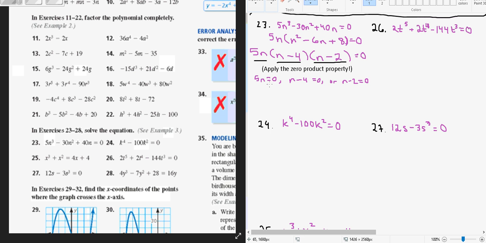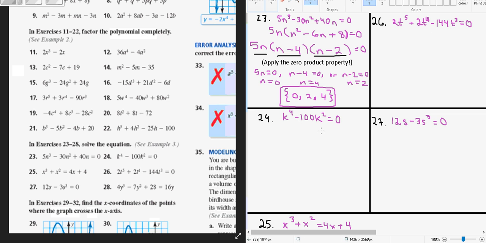So divide by 5, we get n equals 0. Add 4, you get n equals 4. And for the last one, add 2, you get n equals 2. So to write my solutions, I'm going to put them in a set. I've got 0, 2, or 4, and they should go in numerical order. 0, 2, 4. There we go.